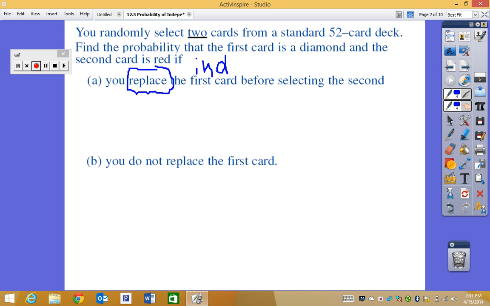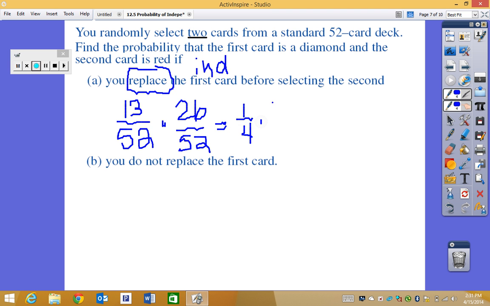So, first card is a diamond. There are 13 diamonds out of 52 cards in the deck, and when I put it back in, I want to draw a red card. There are 26 red out of 52 cards. That's going to be 1/4 times 1/2, which is 1/8. 1/8 is exactly 0.125, which is 12.5%.